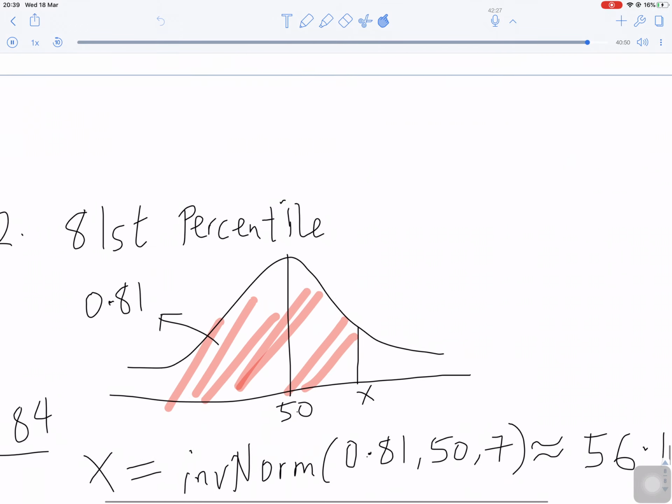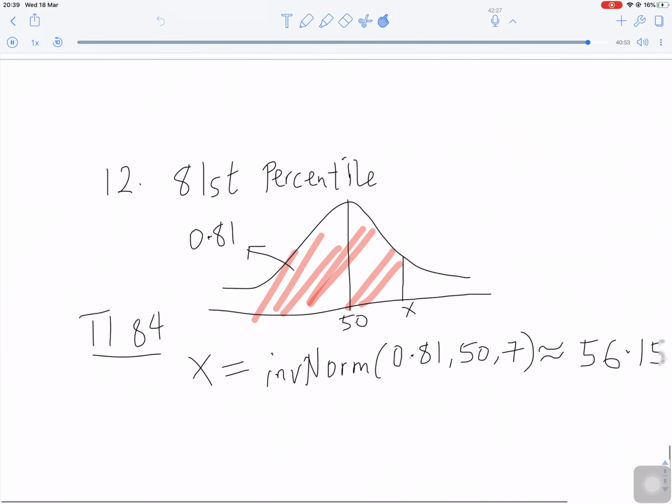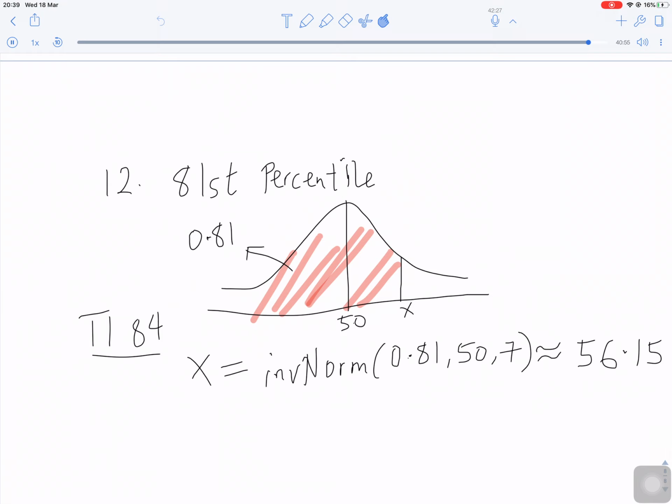Then the very last question in this section says 81st percentile. So we want to find the x value that occupies the 81st percentile. So what that means is that we are told the area to the left of it, which is 0.81 or 81%, and then we want to find the x that occupies that position. So at this point, I just want to use the calculator syntax to get that. You can try how to use the standard normal table to get the result.